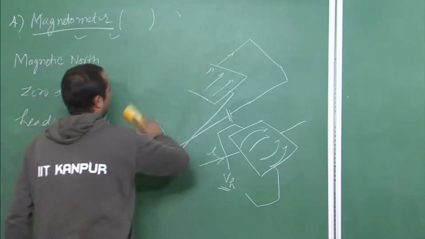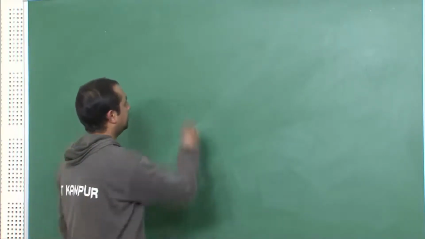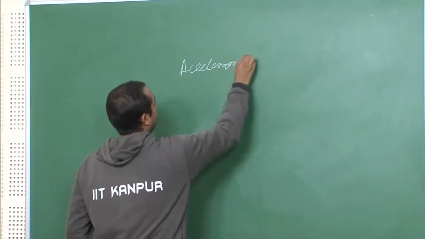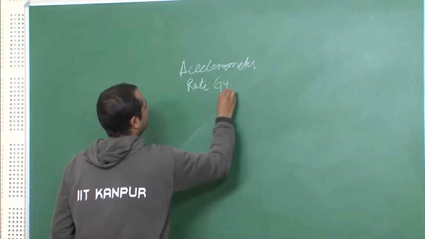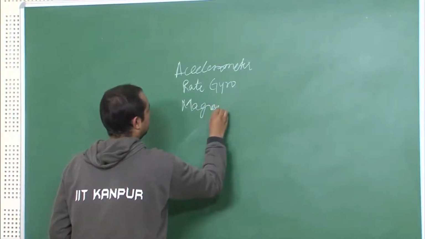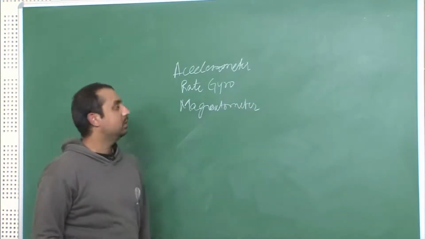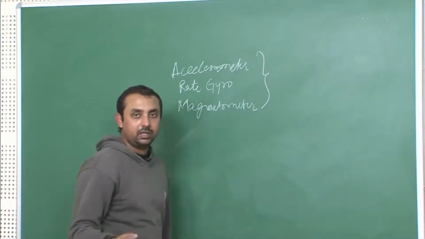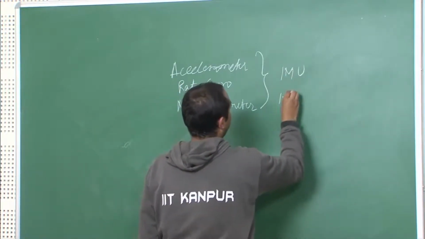Now these were regarding your accelero, gyro and magnetometers. The three sensors which we discussed now were accelero, rate gyro and magnetometers. Usually you will find circuits where these all three are available on a single unit. We usually name it as IMU or inertial measurement unit.